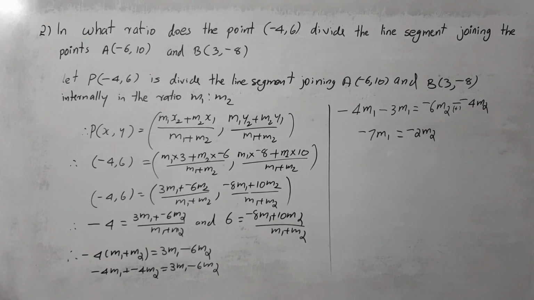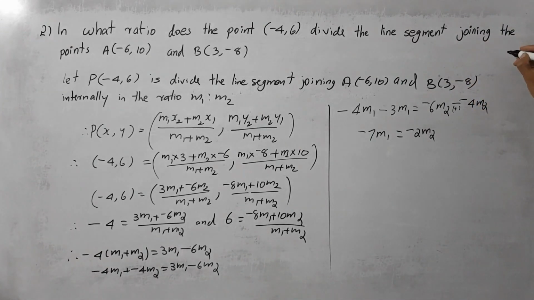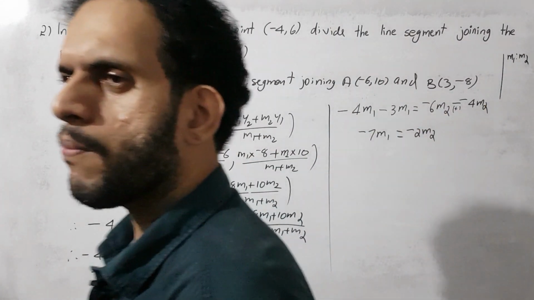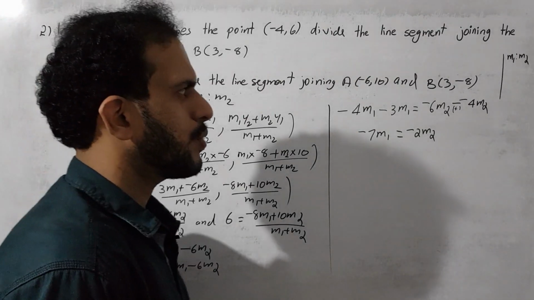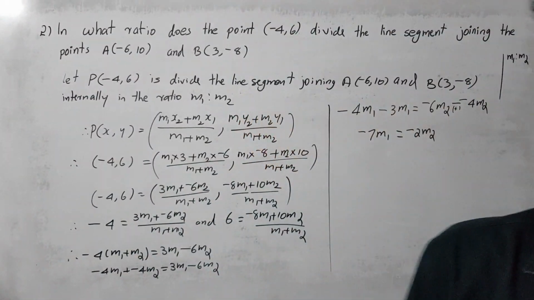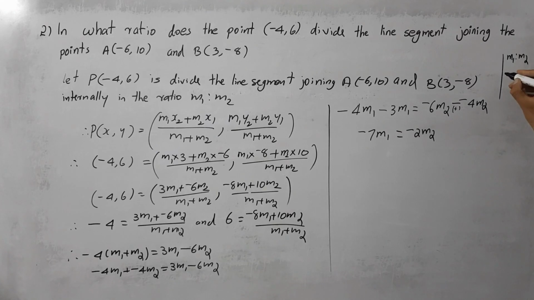So we want to get the ratio in the form of m1 is to m2. We want to get the ratio in the form of m1 is to m2. The m1 is to m2 is the same as m1 by m2. So if we get m1 by m2, then we write that in the form of m1 is to m2.